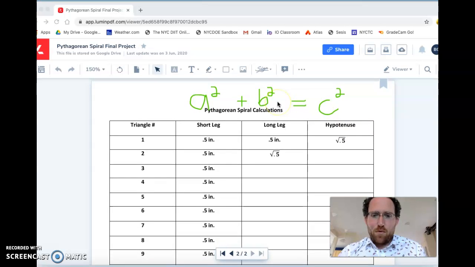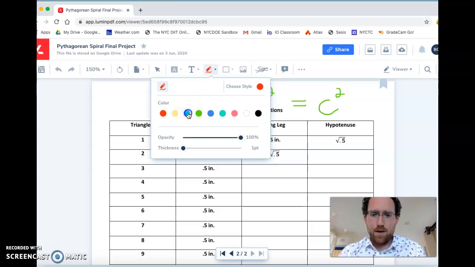So, as for the spiral calculations, as you can see at the top, I put the Pythagorean theorem, a squared plus b squared equals c squared. And I'm going to just kind of walk you through this part of it. Hopefully this will help you out.